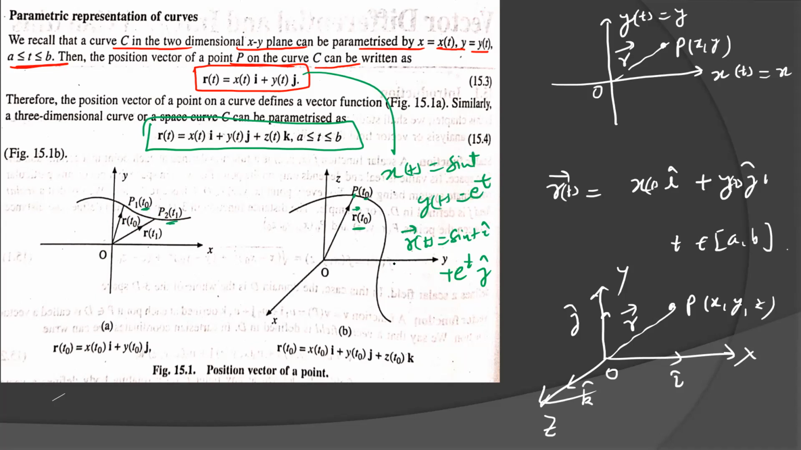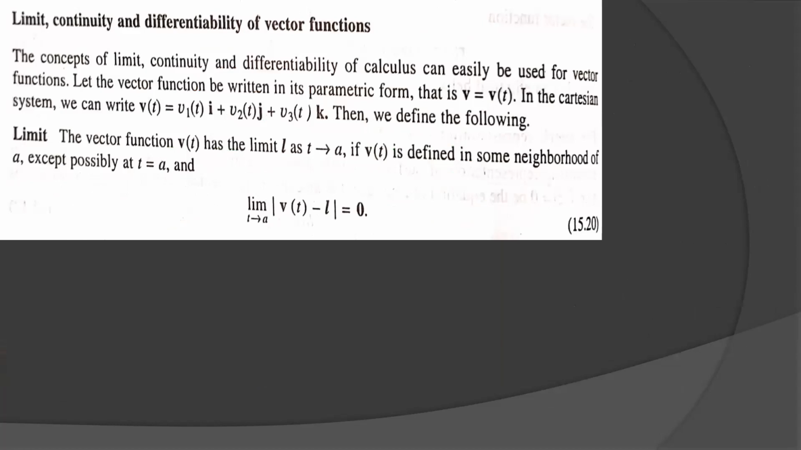So these values are also called the position vector of a point, the position vector of a point at t naught. Here I am discussing t naught and t1, both two points. Limit, continuity and differentiability of vector functions.